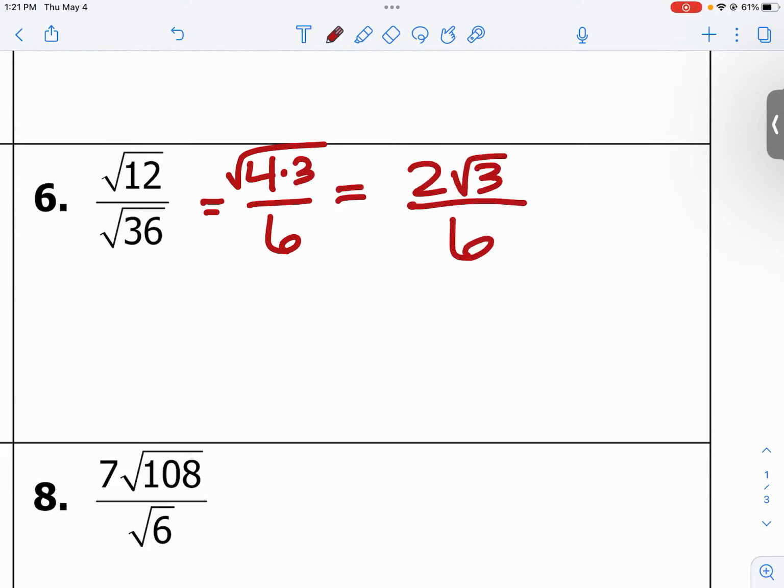Okay. Now, just like multiplication, we can divide underneath the radical and we can divide outside of the radical. So this 2 divided by 6 is the same thing as 1 divided by 3. So we wouldn't really have to write the 1.